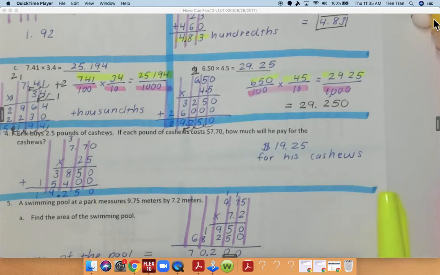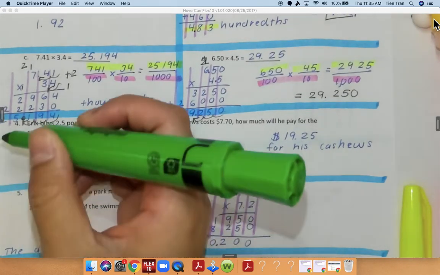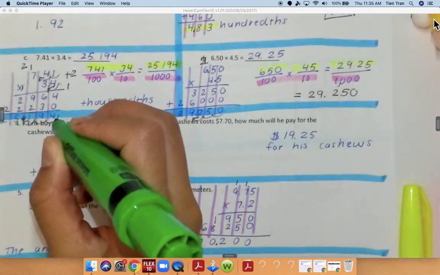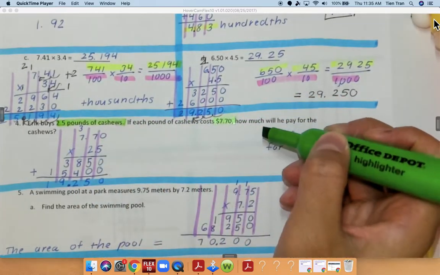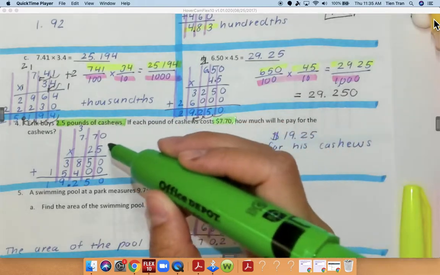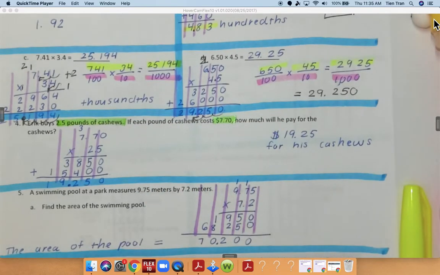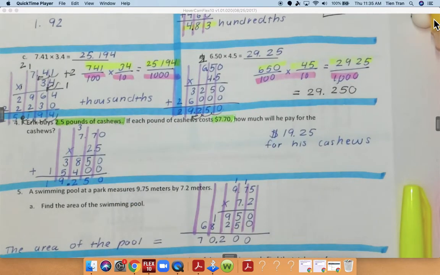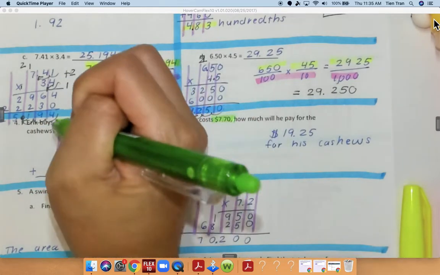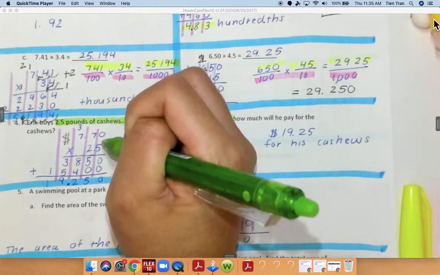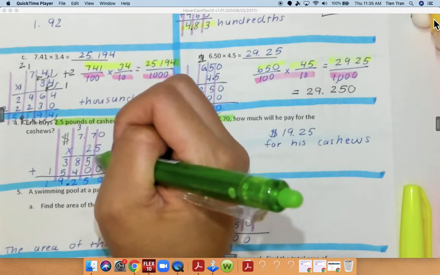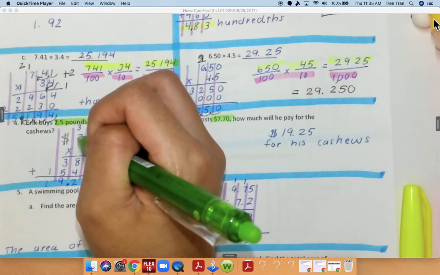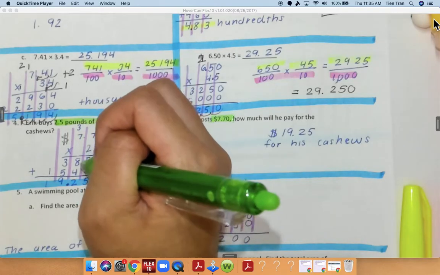Now over here we have a word problem. For number 4, it says Eric buys 2.5 pounds of cashews. If each pound of cashew costs $7.70, how much will he pay for the cashews? So what I'm doing is I'm multiplying $7.70 times 2.5. 0 times 5 is 0. 7 times 5 is 35. 7 times 5 again is 35, plus 3 is equal to 38.